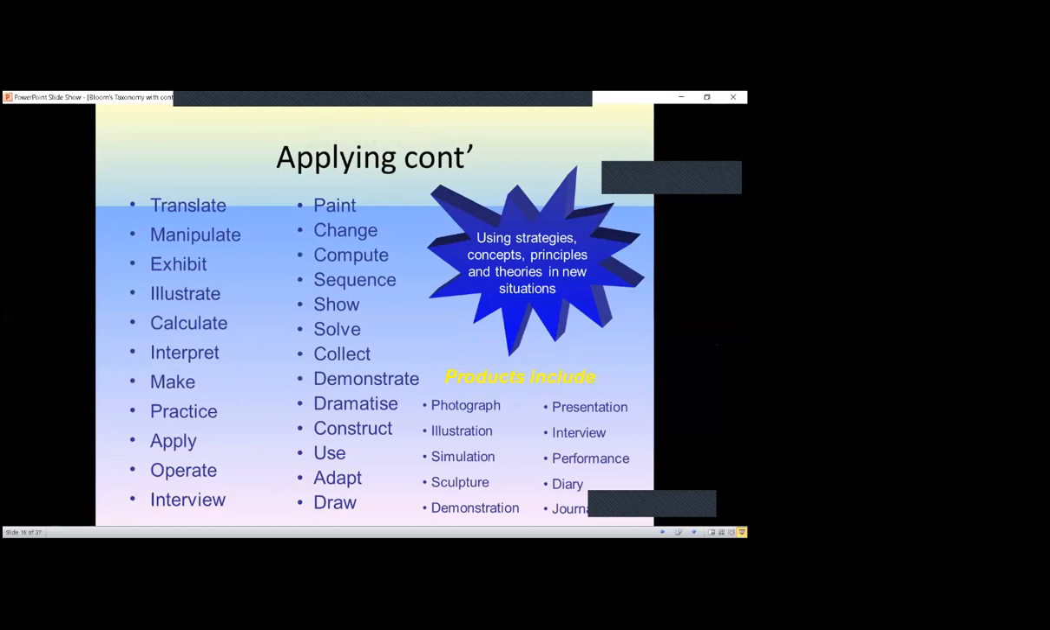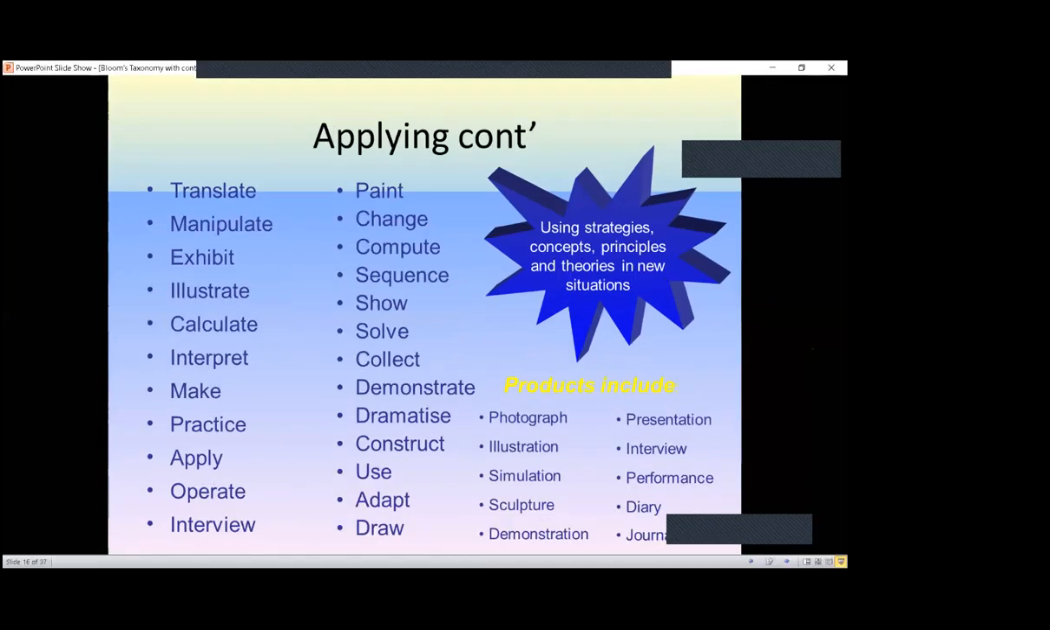What kind of questions can be asked for that? These are a few verbs that you can see, where we can say that students can apply their knowledge in other settings.